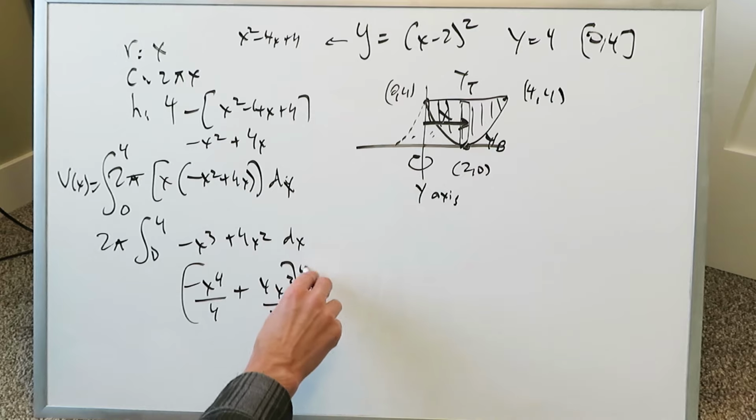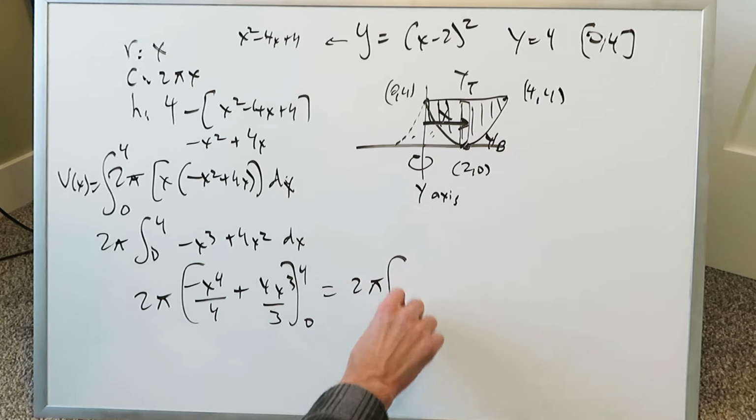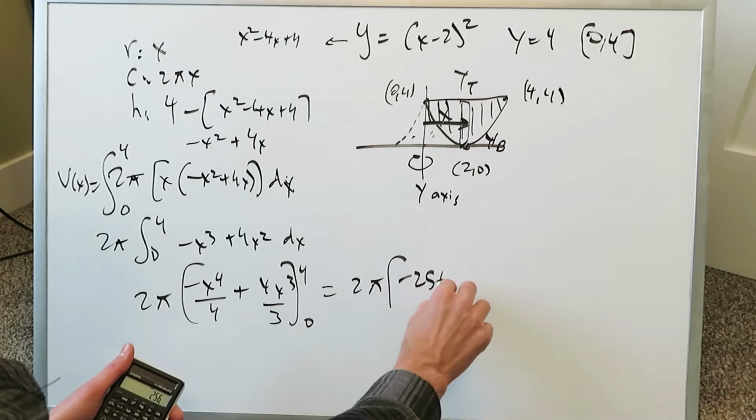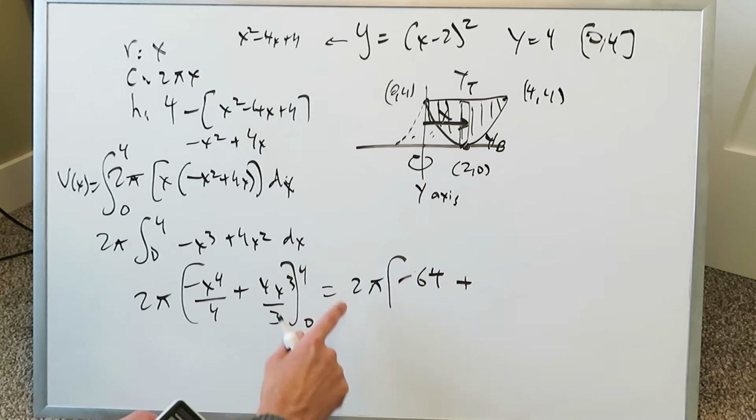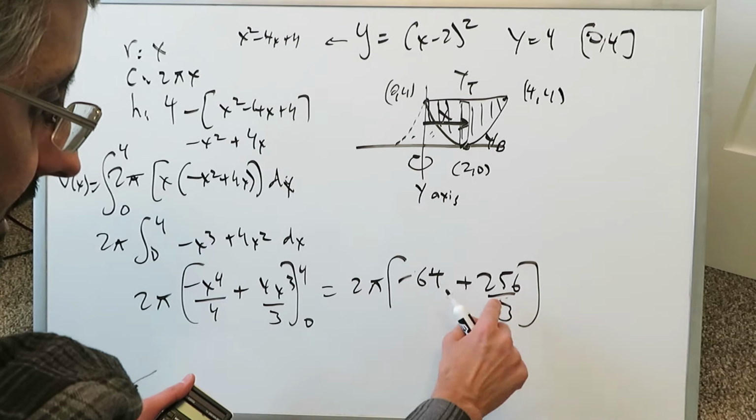You're looking at it from a 4 and a 0 with a 2 pi pushed out. You can bring your calculator. You'll basically have 2 pi times [4 to the power of 4 over 4] minus 256 divided by 4, which is minus 64. Why don't we just write that? Minus 64 plus 4 to the power of 4, which is 256 over 3. That's exactly what you end up with.